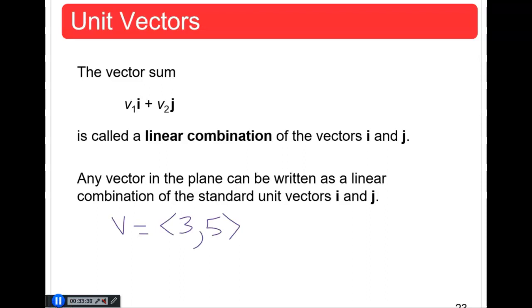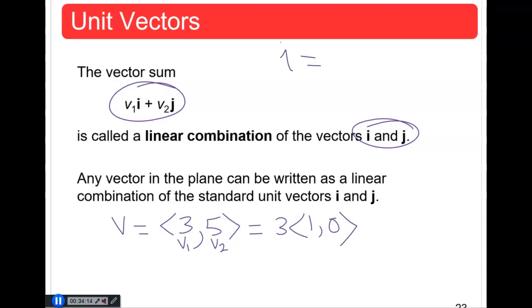To illustrate the example of converting any vector into a linear combination of the vectors i and j, I have chosen the vector 3, 5, so we know that the horizontal component v sub 1 is 3 and v sub 2 is a 5. So if we follow this notation here, we could see that 3 times vector i, which is 1, 0.